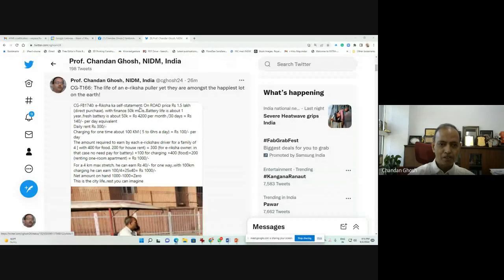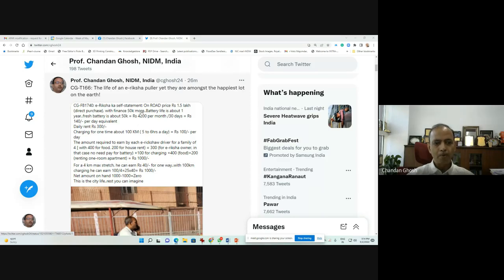E-rickshaw ka sell statement. On-road price, there may be some variation, 1.5 lakh. Direct purchase. I just went to an e-rickshaw shop and asked how much it is. They said, sir, this is 144. This is 150. If you want to buy now, you can take it. All the number plates and everything is ready. So direct purchase means this is with finance.